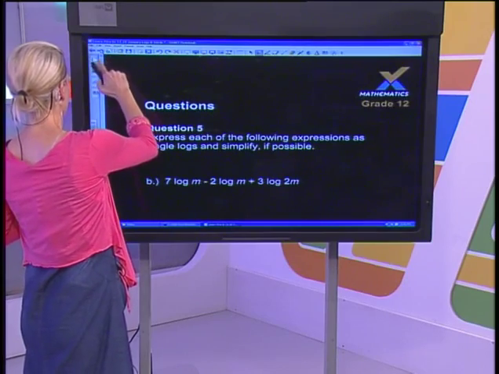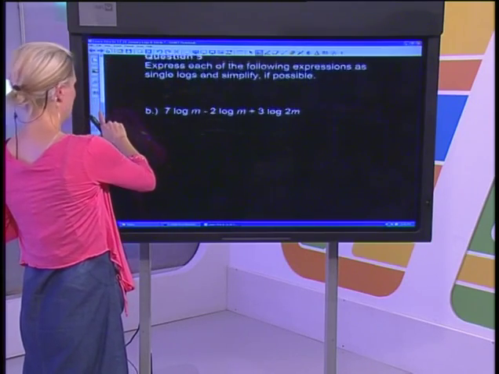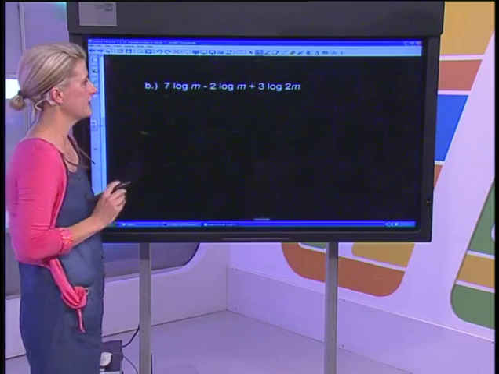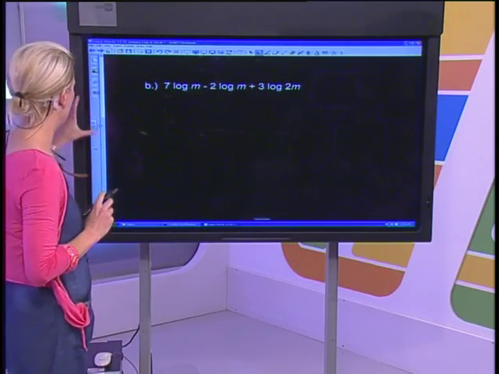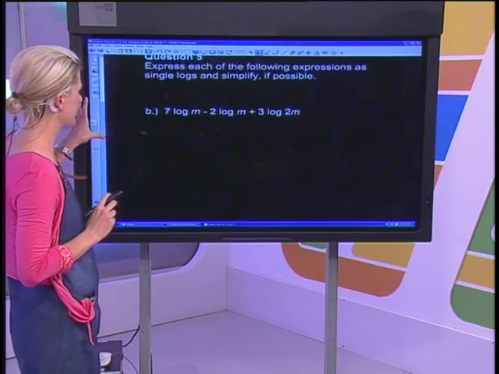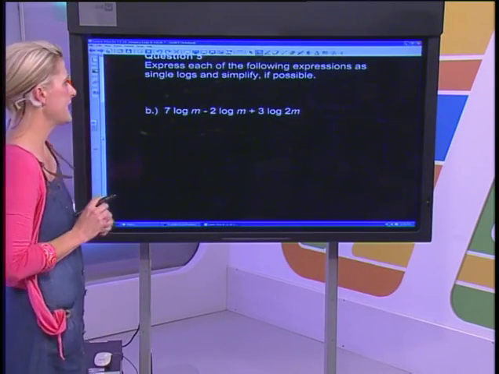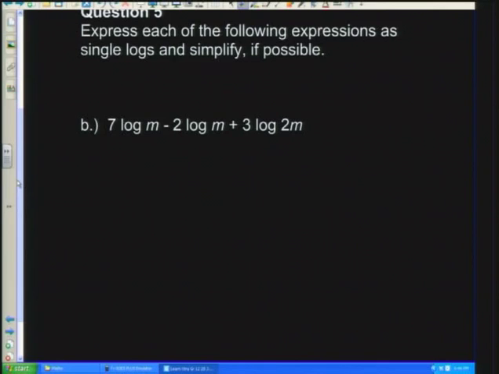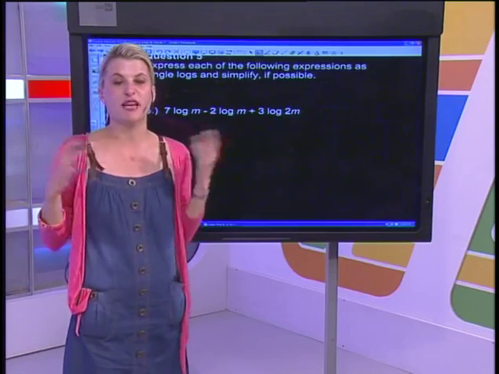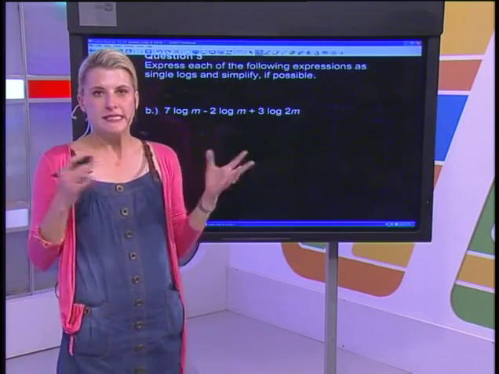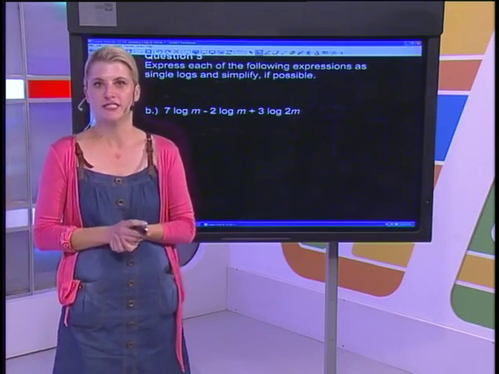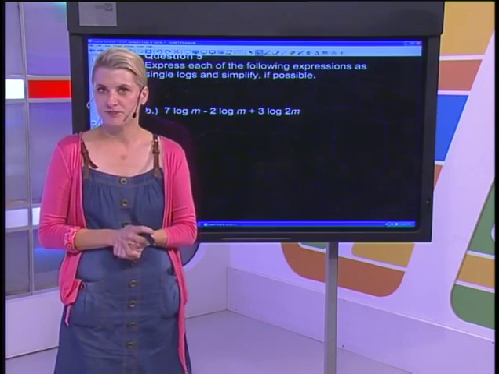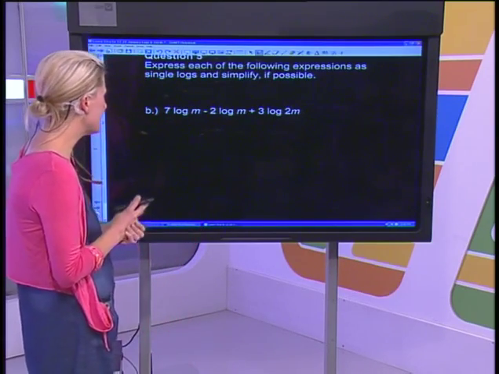Right, let's have a look at another example. The next question asks us to do something similar, but now they've just made things a little bit more interesting by putting in m's and things. So let's look at the instruction again. Express each of the following expressions as single logs and simplify where possible. So we're not necessarily always going to be able to get rid of our logs, but a single log is also considered a decent simplification.